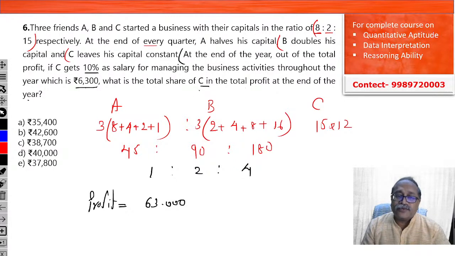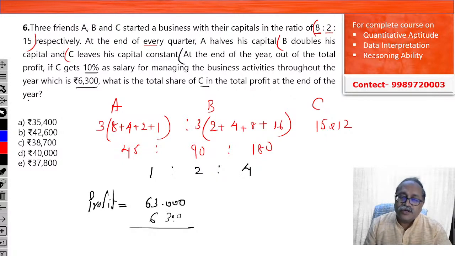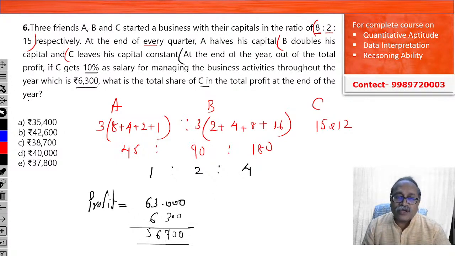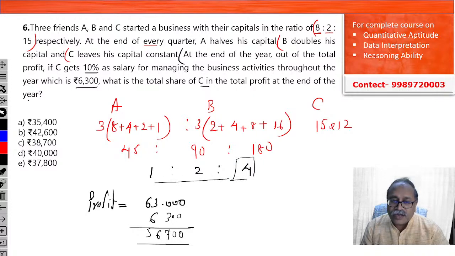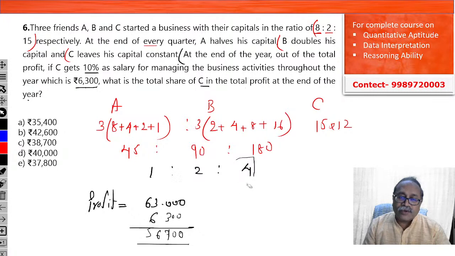So I need the C profit. In order to get the C profit from 6,300, take out 10% of this, that is 63,000. Say 6,300, take it out, that's 0, 0 and 7, and 12 minus 6 is 6 and 5. This is the profit. And how much will C get in this? 4 parts out of total how many parts? That's 7 parts. Let's work it out.